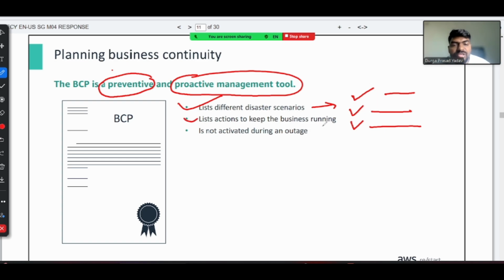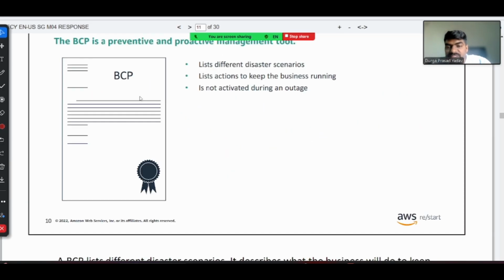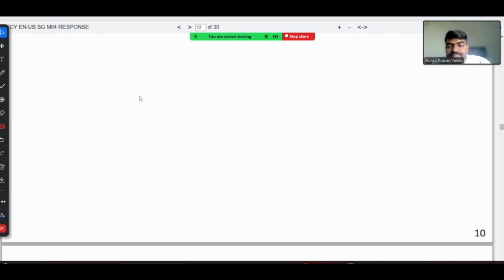List of actions to keep the business running. Along with that, it is not activated during an outage, so you will be keeping something in spare also, that you will not be using daily, but when an outage comes, at that time you can activate it. Likewise, you will be listing your resources for keeping your business continuing.